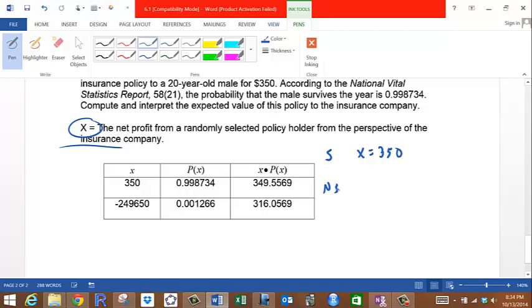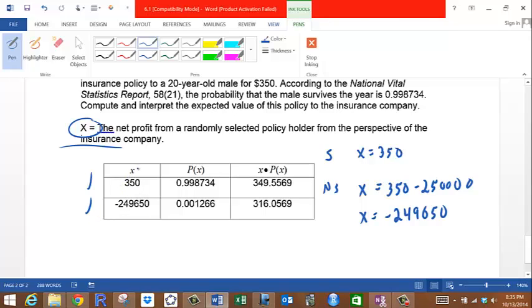Because they keep it. If he does not survive, then there's no net profit. They're actually losing a lot of money. So we have to figure out, do we do 350 minus 250,000 or 250,000 minus 350? Well, we do 350 minus 250,000, because we want the result to be negative because they're losing a bunch of money. So the net profit, if he does not survive, is minus 249,650. And so now we've got two values here. Net profit is positive 350, or they lose this money, they pay out this.